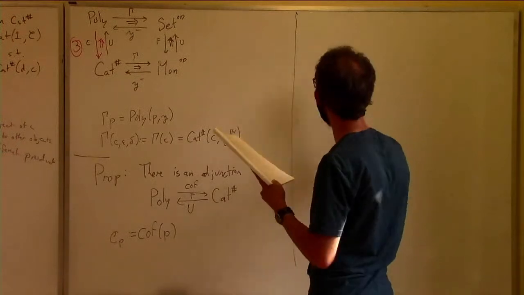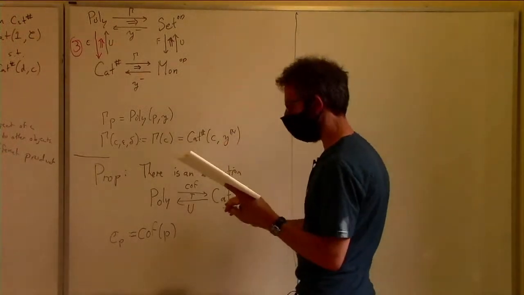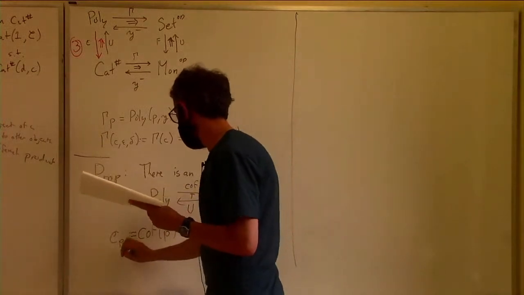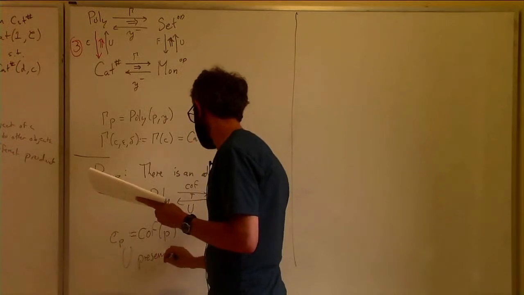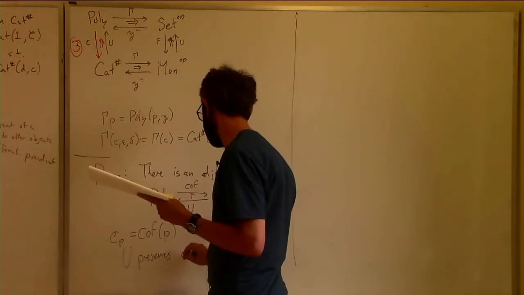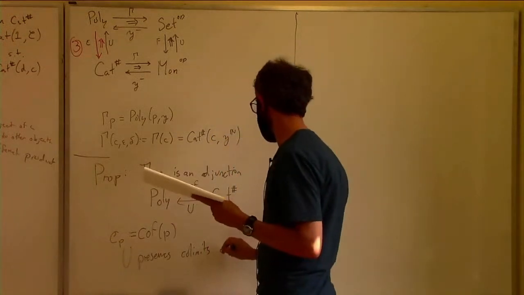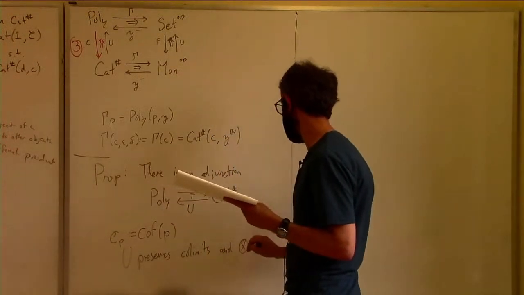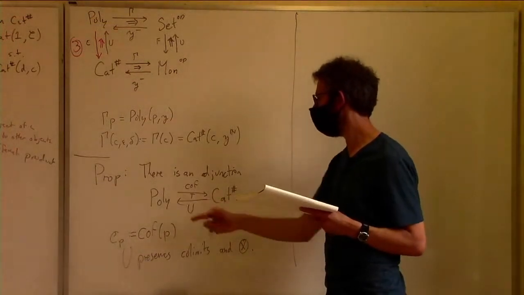Well, let me just write it out. Oh, I forgot to say something about this. By the way, U preserves colimits. It turns out that Cat sharp has all colimits, and Cat sharp has tensor. You can multiply two categories, and yeah.